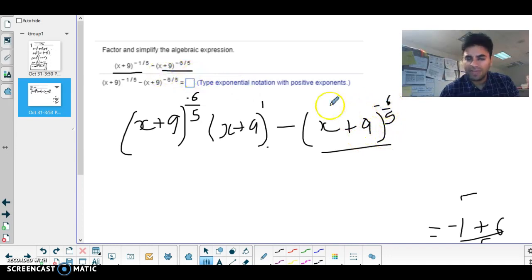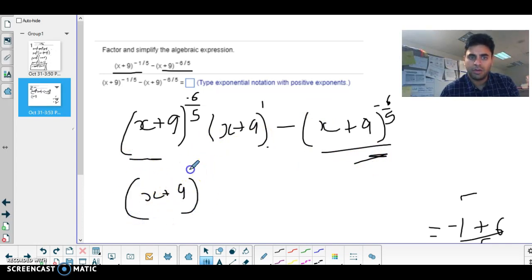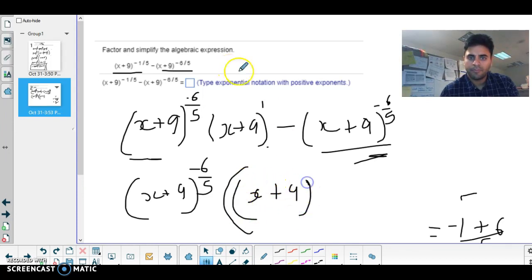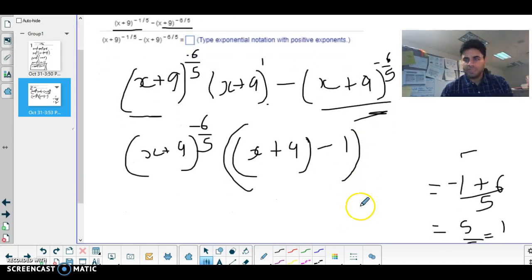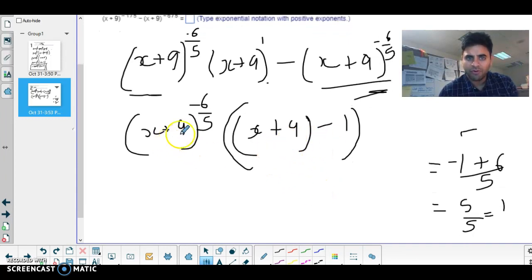Is that okay? If that's okay, then now you know what to do. This is something you will take in common. So x plus 9 to the power negative 6 by 5. Then in the bracket we will write the other terms. So this is taken out in common between these two. So I will write x plus 9 to the power 1, minus 1. Is that okay? If that's okay, then let's see what else we can do.